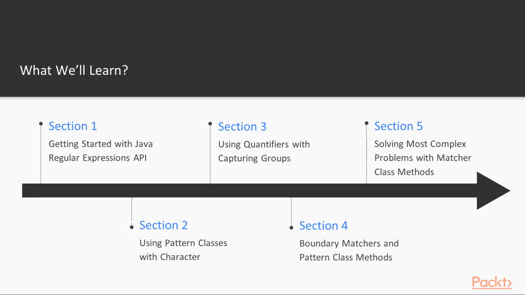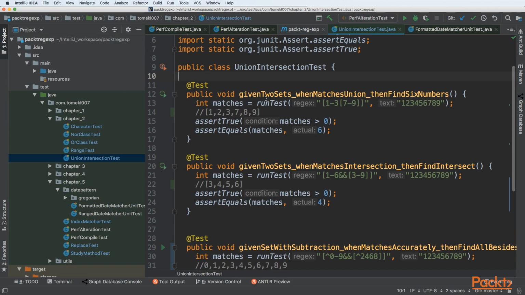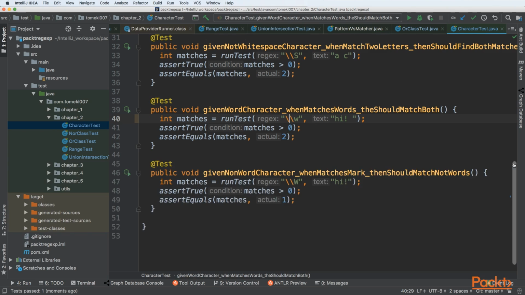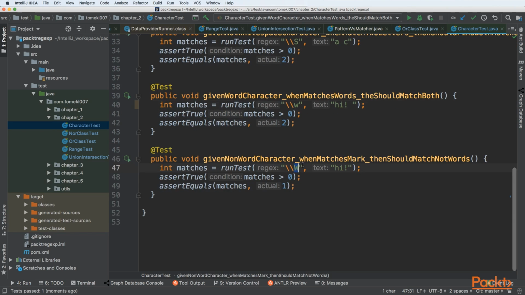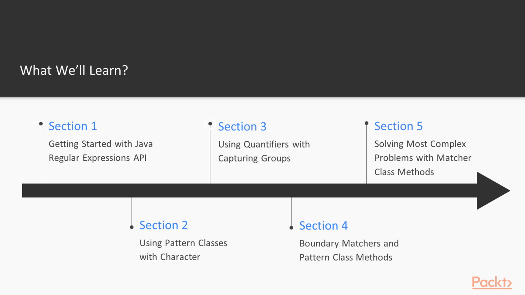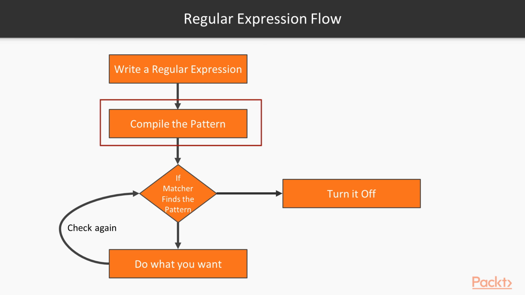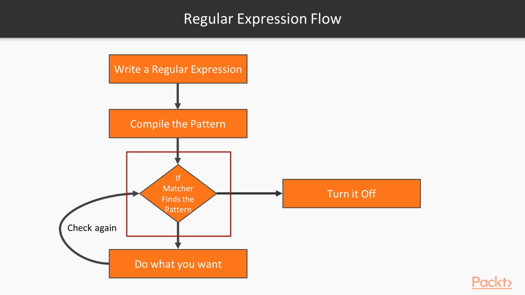Section 2 will be about using the Pattern class with character classes, so we will be using a predefined set of features that are available in the Regular Expressions API. In the next section, we'll be using quantifiers with capturing groups, so we'll be trying to write a regular expression that is able to match the occurrence of something multiple times.